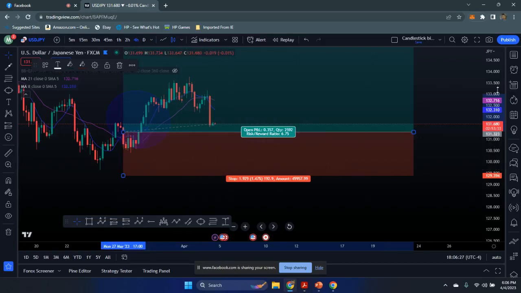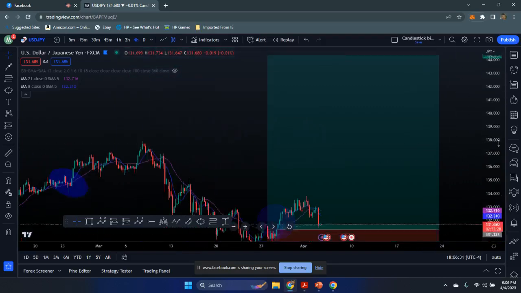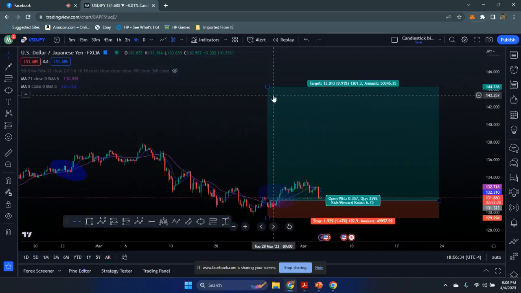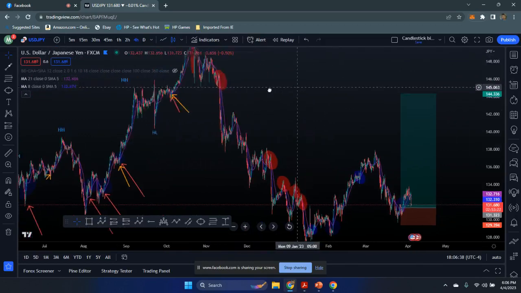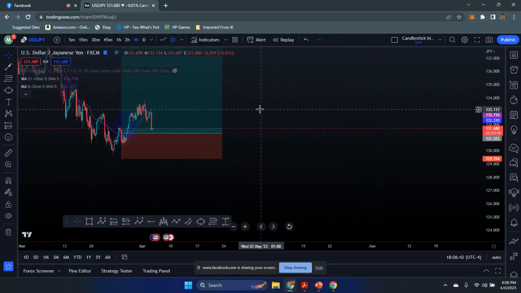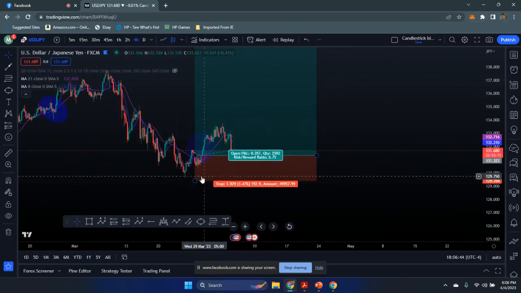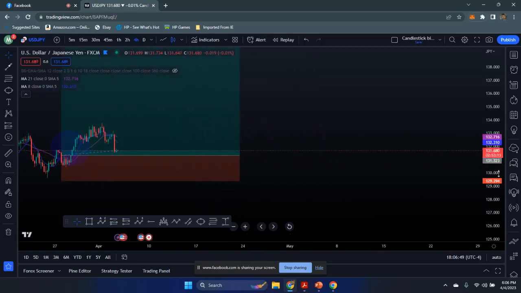Only risking now 192 pips. Don't know how far she's going to go. She may go to that 1,300 based off the previous market structure that we have here. We will never know until we know. But based off what we can see right now, higher highs and higher lows are being formed.